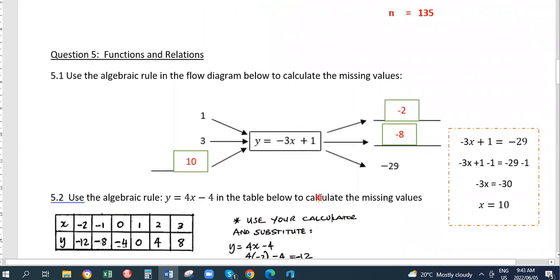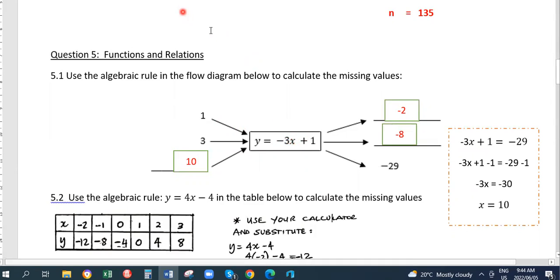Next section is on functions and relations. Now in functions and relations, it's substitution. These are your input values, and that's your output values. So if you input 1 into this flow diagram, what will the answer be? It means you've got to substitute. You have to substitute 1 in place of x.